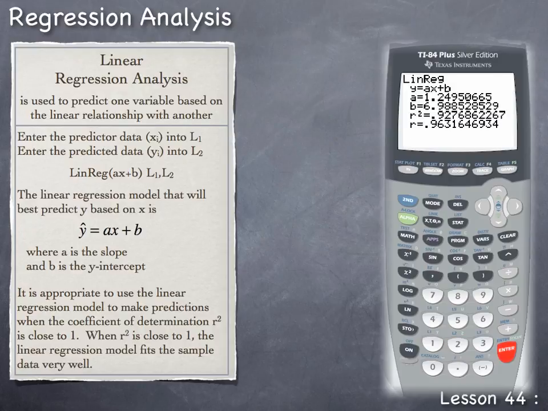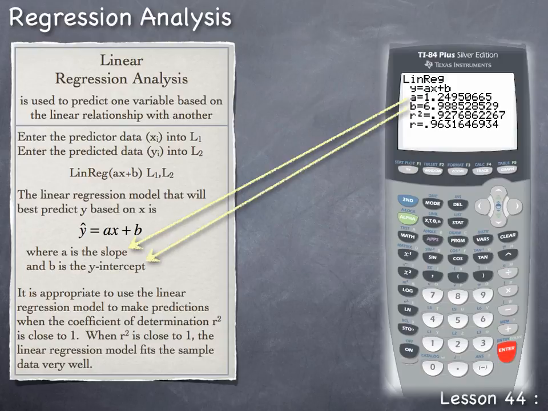Pressing Enter calculates the linear regression results, where a is the slope of the regression line, b is the y-intercept of the regression line, and R squared is the coefficient of determination, which is used to determine if it's appropriate to use this linear regression model to make a prediction.